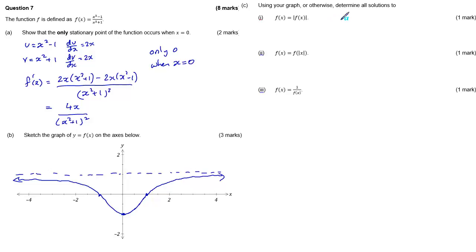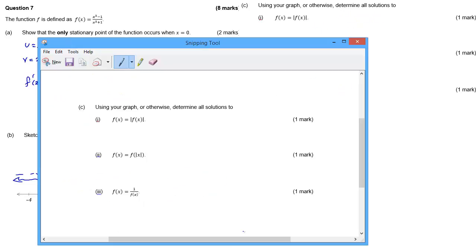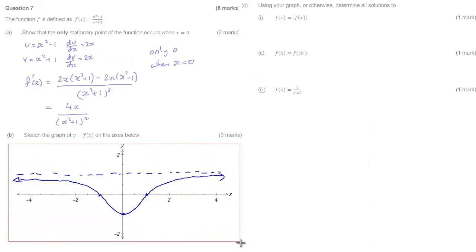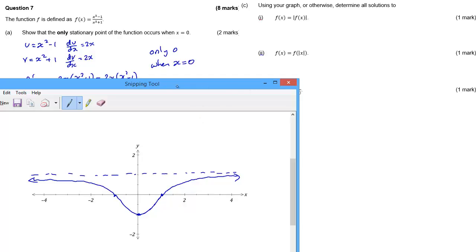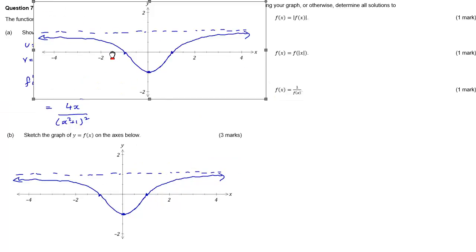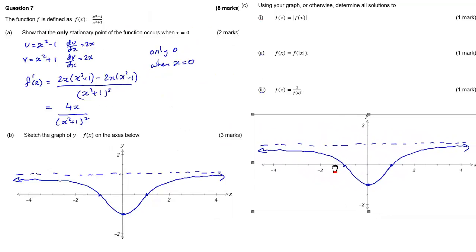Using your graph or otherwise, determine all the solutions to these equations. So what I'm going to do very quickly is just take a copy of this graph so that I can draw on it without spoiling the actual graph itself. And then we'll just paste that in here, and we can play with this one down here.